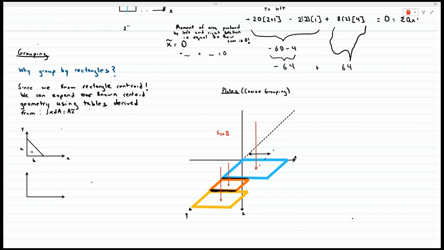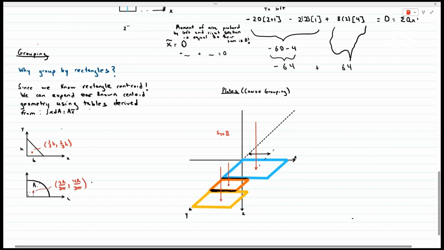The centroid of a triangle could be shown here, and the centroid of a semicircle could be shown here. And there are countless tables of centroids. You can use these to expand your knowledge on centroids and compute the centroid of a system made up by shapes like these.